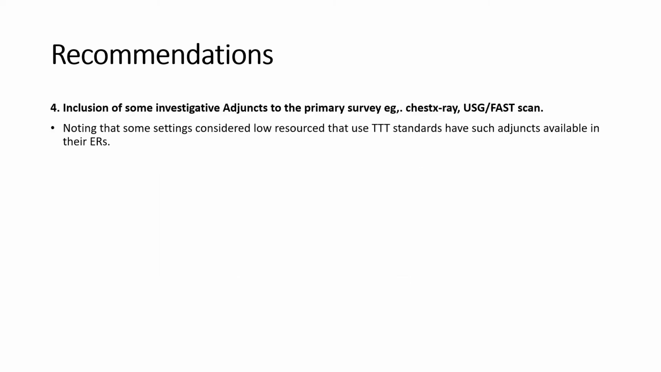Fourth recommendation after review is the possible inclusion of some investigative adjuncts to the primary survey. For example, chest x-rays and ultrasound or FAST scan. I know TTT has stayed away from including these, but noting that some settings considered low resource that use TTT standards have such adjuncts available in their ERs.